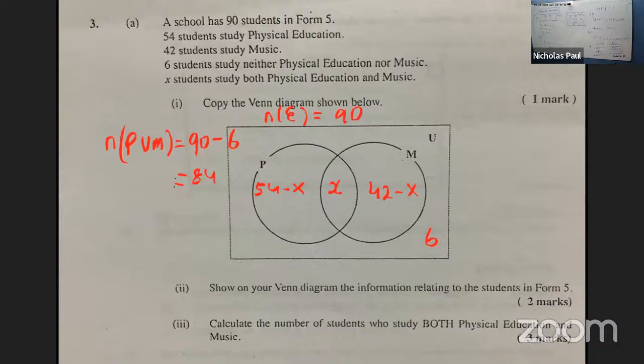Right? So you just solve it first. Okay, so what do we have? We have 84. I'm using the formula now. 84. The number in physical education is 54. Number in music is 42, and then minus an x. So x is equal to 84.